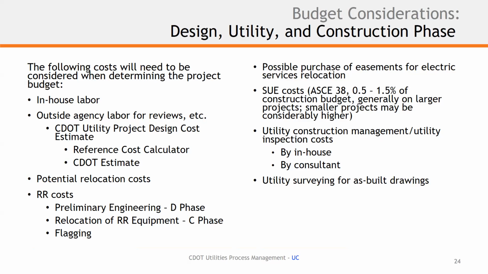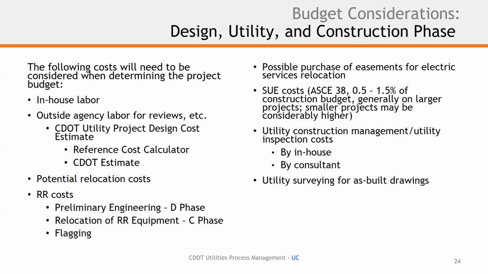Again, those railroad costs for preliminary engineering reviews, D-phase stuff, relocation of railroad equipment, relocation costs that we pay for under the C phase, or even a utility phase in some cases, and the flagging that is involved. That can be an extremely costly number when it comes to flagging support during a construction phase. It can really impact those budgets. So that's why we emphasize it here. Then we get into possible purchase of easements for electrical services or replacement easements. That's what we were talking about.